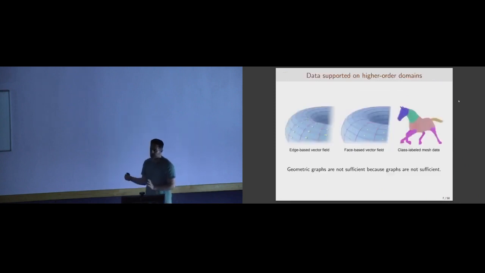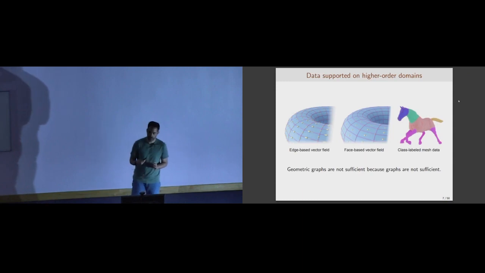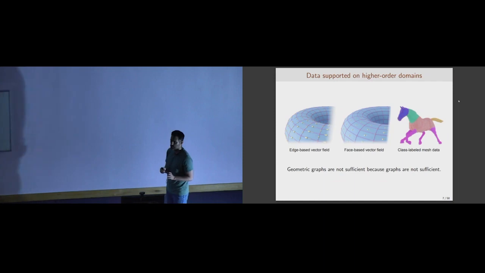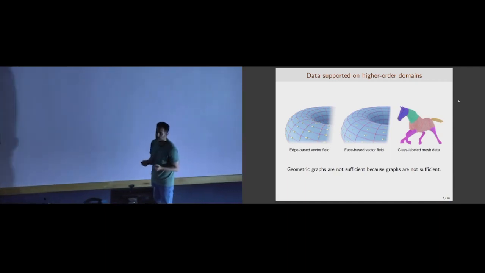So the next few slides will try to motivate why topology is actually important in the context of statistical learning, let's say broadly, and in the context of deep learning more specifically. So in this first slide, what I'm trying to say is that there are specific setups, research problems, where data are supported on higher order domains. And I'm giving 3 specific visualization examples.